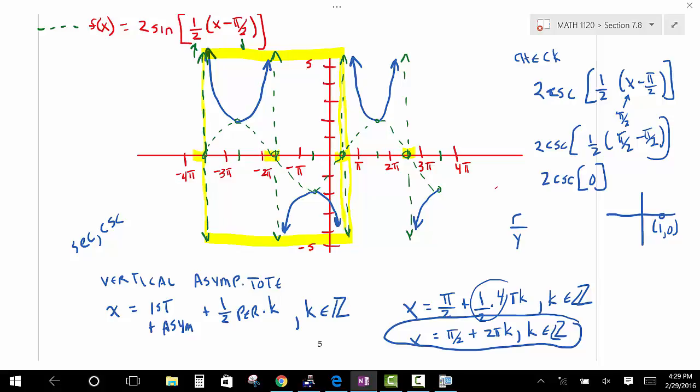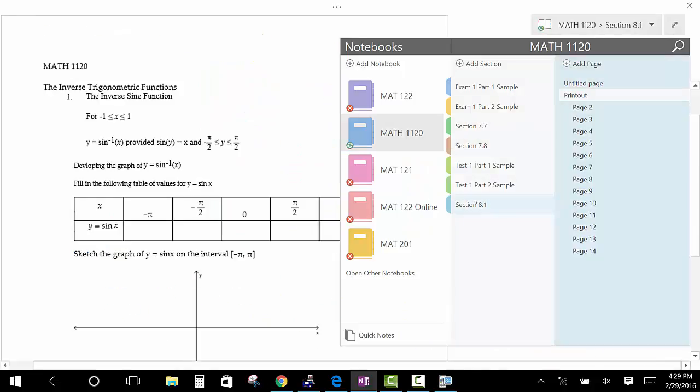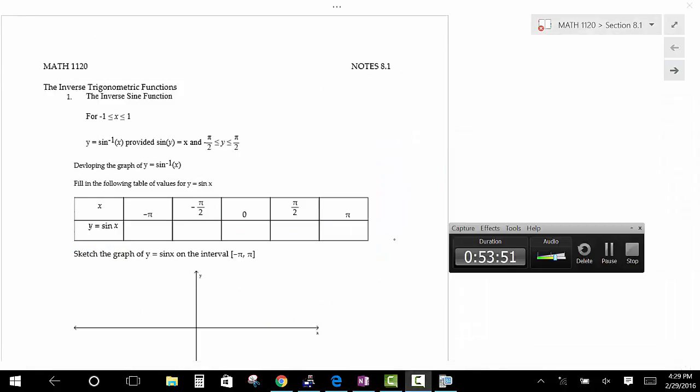Now, when we get into 8.1 and start that a little bit here, we're going to do a little bit of graphing, but it's mainly to help you understand a couple of concepts then. Okay, so go ahead and get this set up.